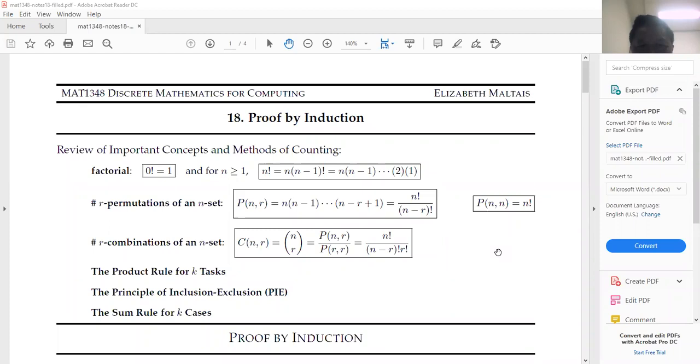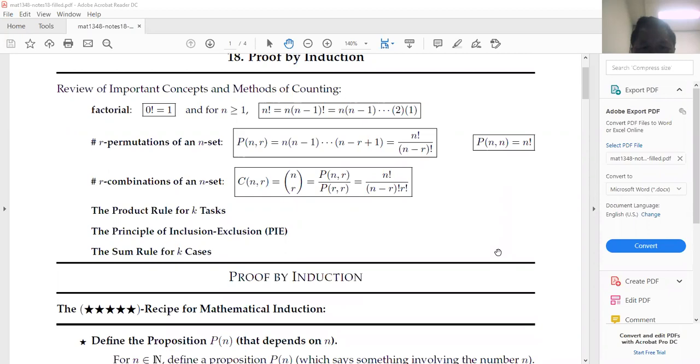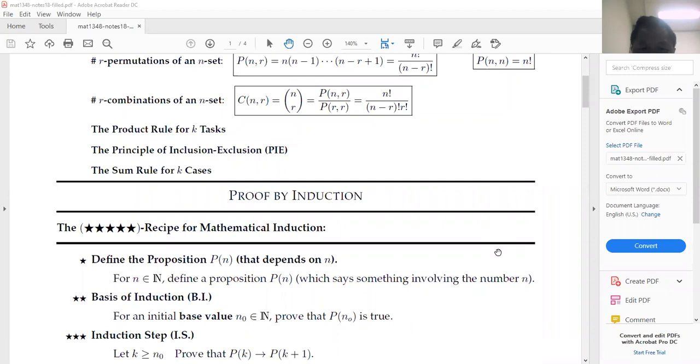Let's try our lecture in this way. Today, we want to discuss just one topic, proof by induction, which means all the propositions P(n) are related to integer n. So in this proof, we just use three steps.